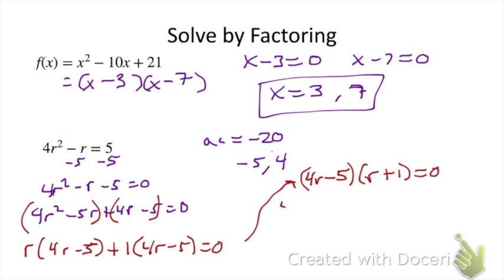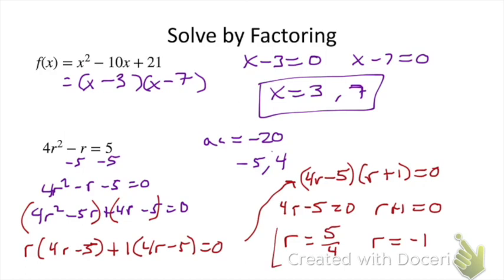We set them both equal to 0, 4r minus 5 equals 0 and r plus 1 equals 0. We solve both, and we get r is 5 over 4, and r is negative 1. Those are my two solutions. All right, that is solving by factoring.